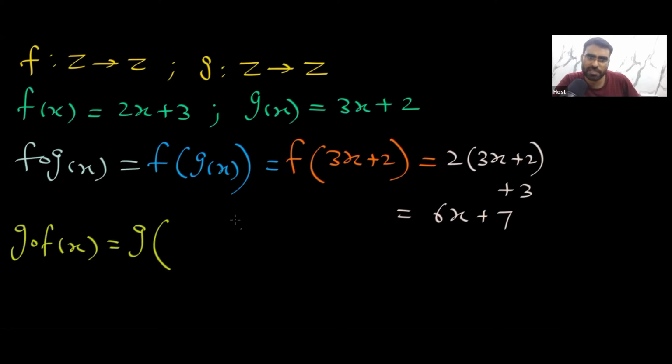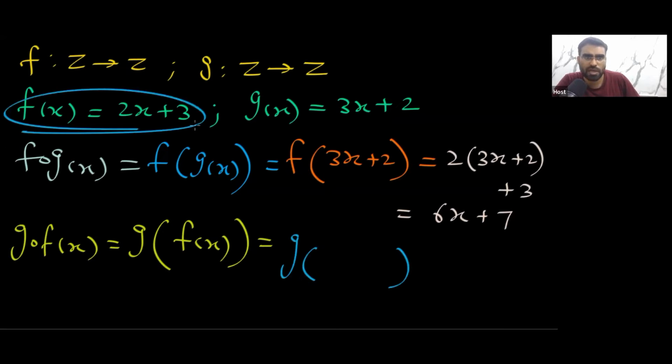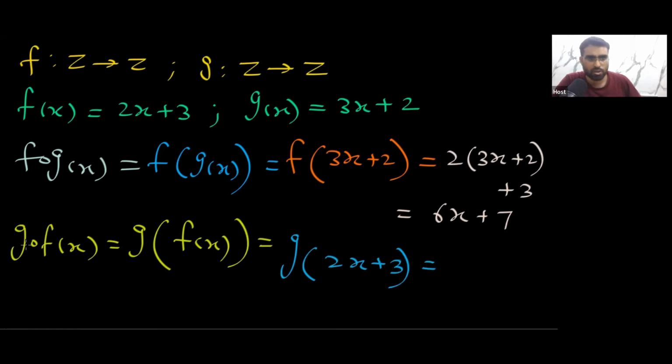Okay, what will be gof x? Gof x, that is g of fx. Fx is 2x plus 3. So tell me now, g of 2x plus 3. Instead of x, you put 2x plus 3. So you are getting 6x plus 11.